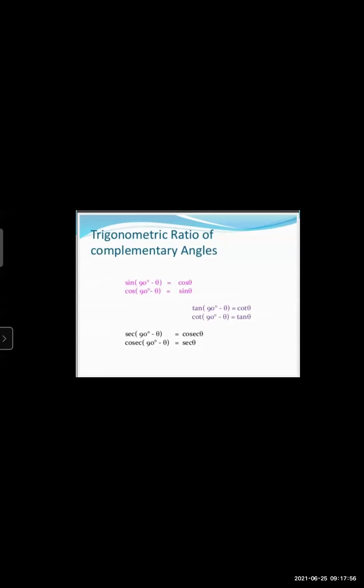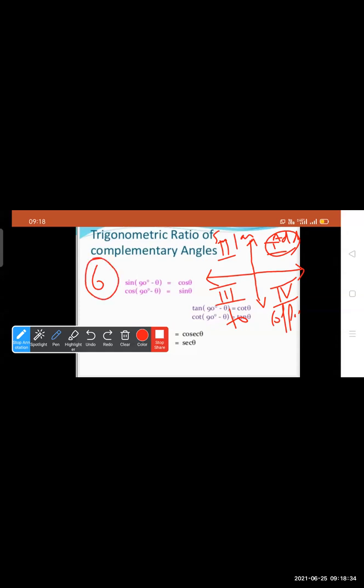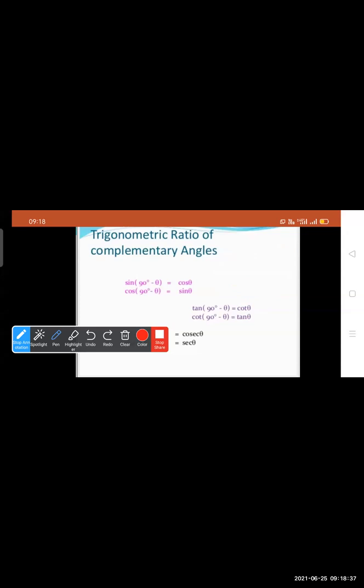Okay. So here are the trigonometric ratios of complementary angles. See, this one is the axis. There are 4 quadrants: first, second, third, and fourth. Okay. So learn one technique: add sugar to coffee. Okay, students, you remember only this first quadrant. In the first quadrant, all 6 trigonometric ratios are positive.